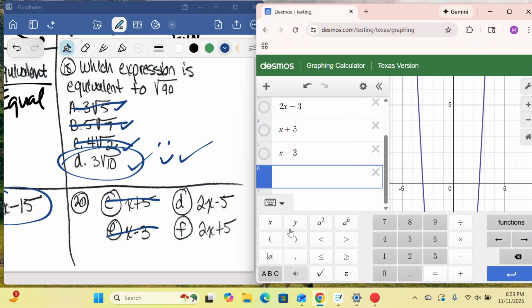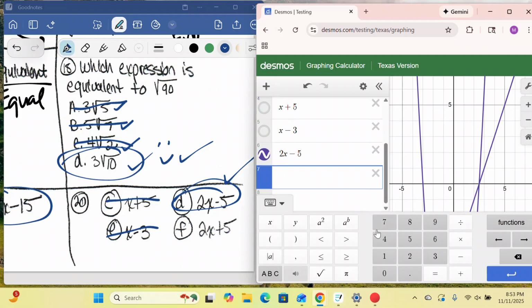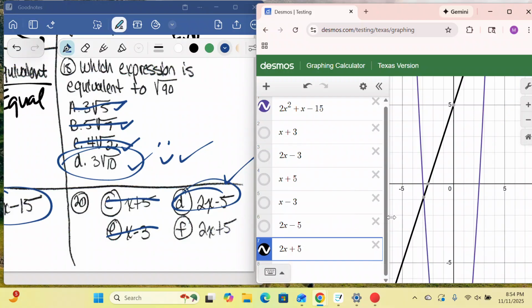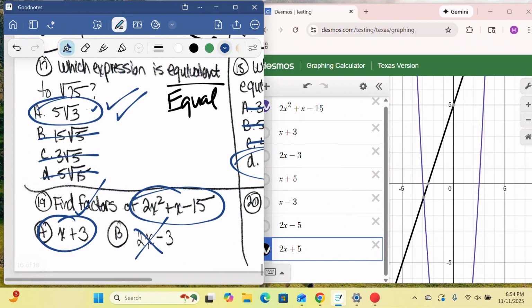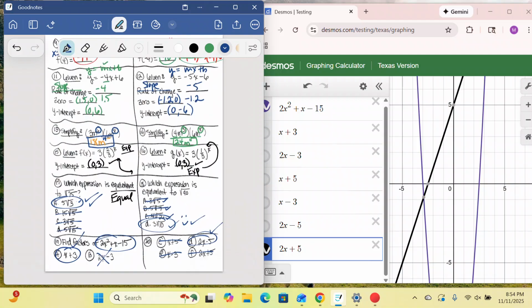Then I got 2 more to check. I'm going to check 2x minus 5. And yes, that is a factor. So another happy camper right there. And then I'm going to check the last one, 2x plus 5. I'm going to unclick this one because I want to just look at that one. And it doesn't go through my x-intercept. So again, letter D is a factor. And of course, letter A is a factor. So those are my 2 factors that are given to me in 19 and 20.